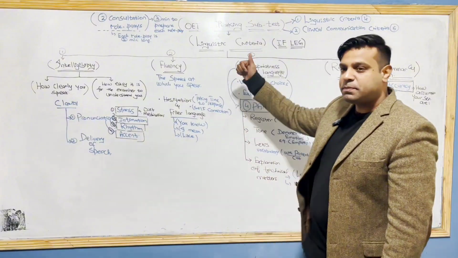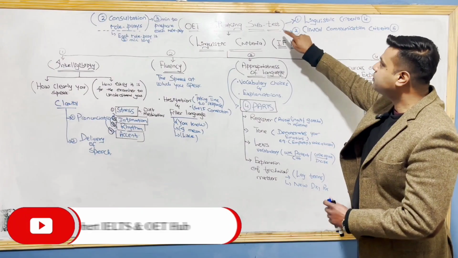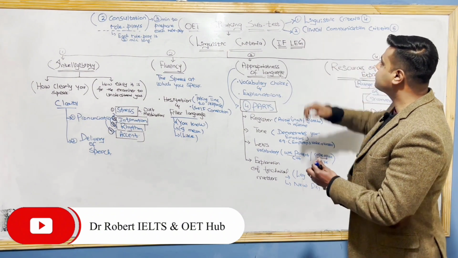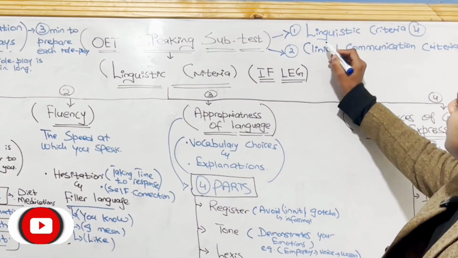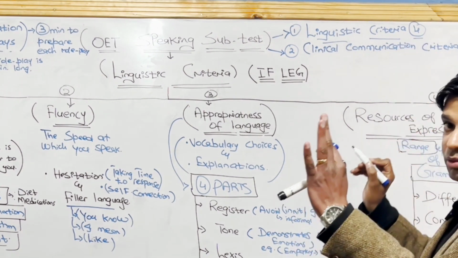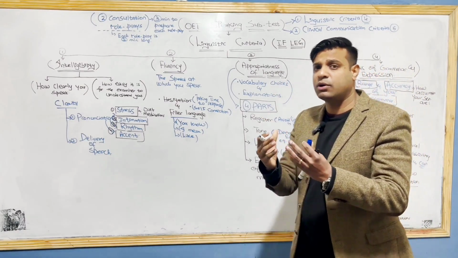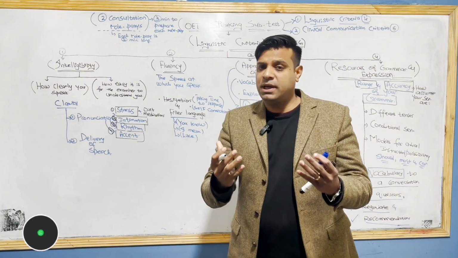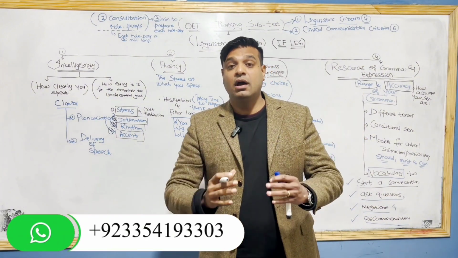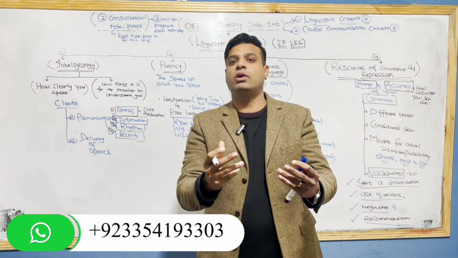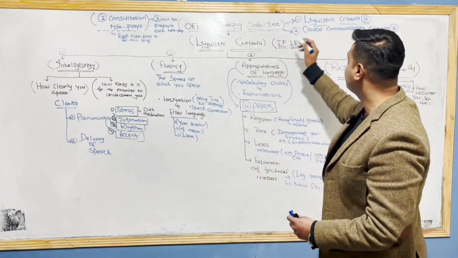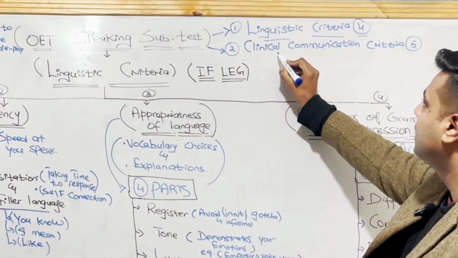In the OET speaking subtest, our speaking is going to be analyzed within two criteria. The first is called the linguistic criteria, and we have four linguistic criteria. What is the meaning of linguistic criteria? It means that we are going to be assessed according to the language we speak with the patient within four criteria. So linguistic means your language skills.